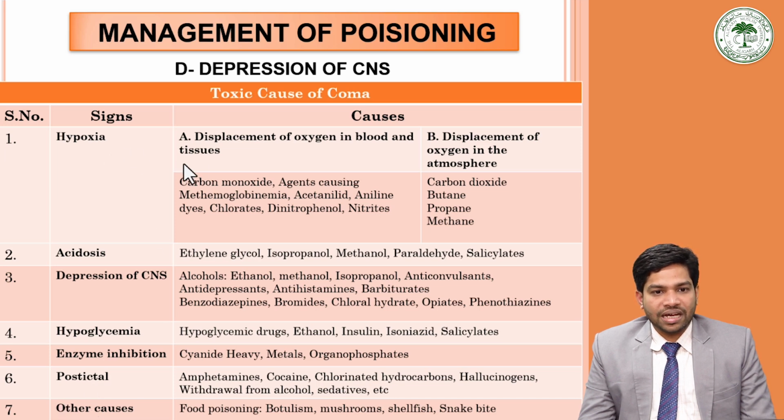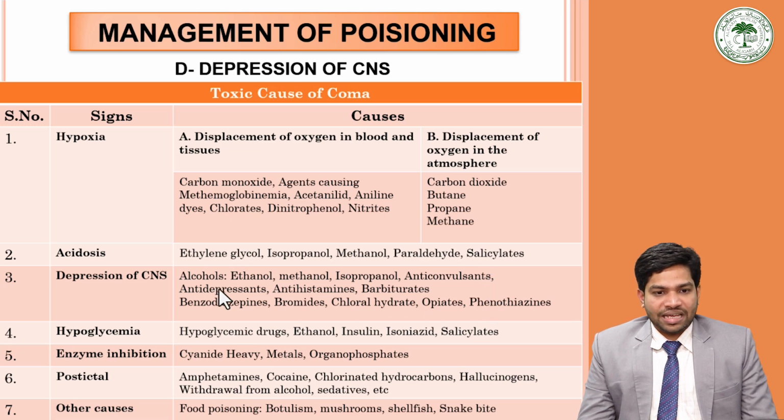Hypoxia can be due to displacement of oxygen in blood and tissues, which can be produced by carbon monoxide, or agents causing methemoglobinemia: acetanilide, aniline dyes, chlorates, dinitrophenol, nitrites. Displacement of oxygen in the atmosphere may be the reason for hypoxia. It can be caused by carbon dioxide poisoning, butane, propane, or methane poisoning. Then acidosis can be due to ethylene glycol, isopropanol, methanol, paraldehyde, salicylates.